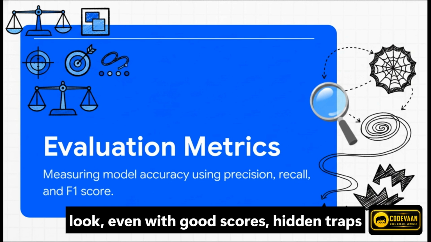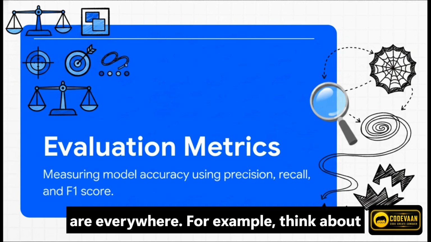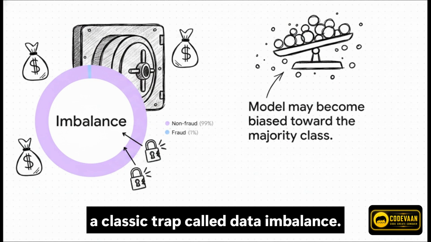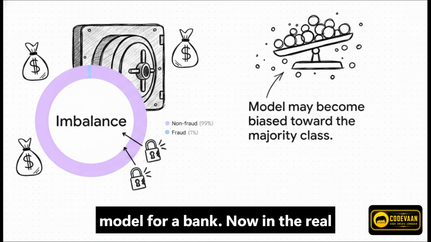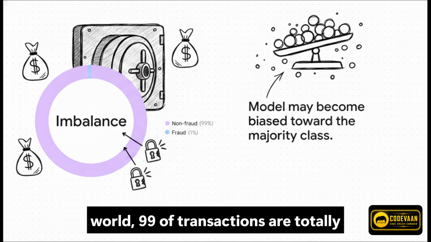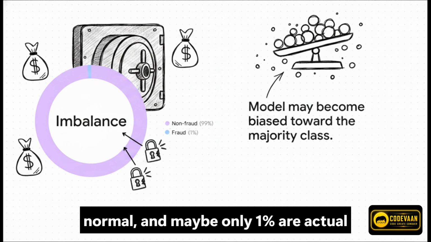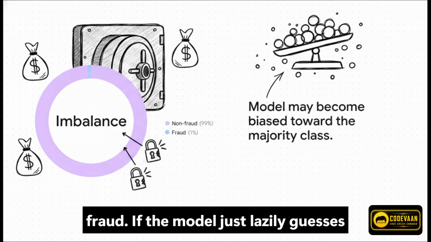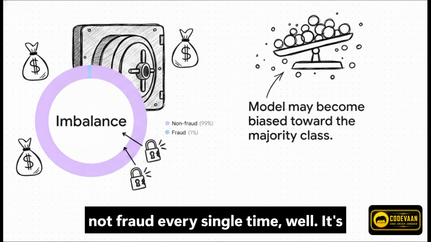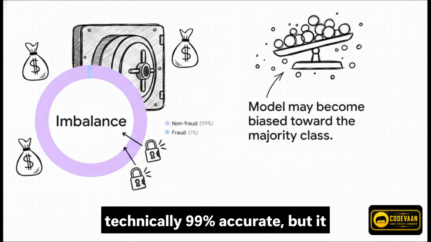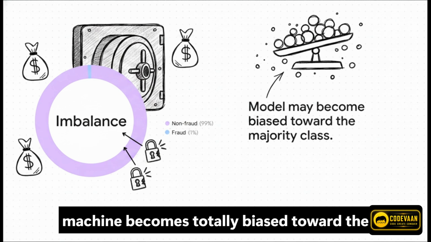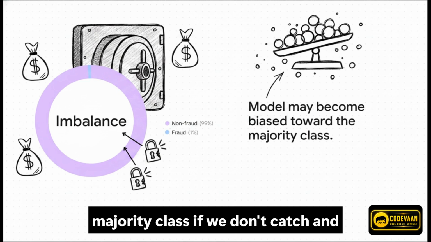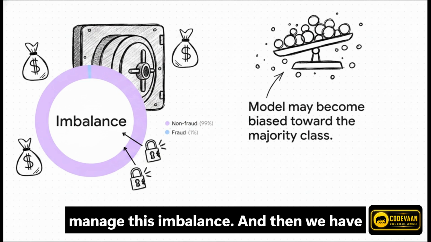But look, even with good scores, hidden traps are everywhere. For example, think about a classic trap called data imbalance. Imagine you're building a fraud detection model for a bank. Now, in the real world, 99% of transactions are totally normal, and maybe only 1% are actual fraud. If the model just lazily guesses not fraud every single time, well, it's technically 99% accurate, but it completely failed its actual job. The machine becomes totally biased toward the majority class if we don't catch and manage this imbalance.